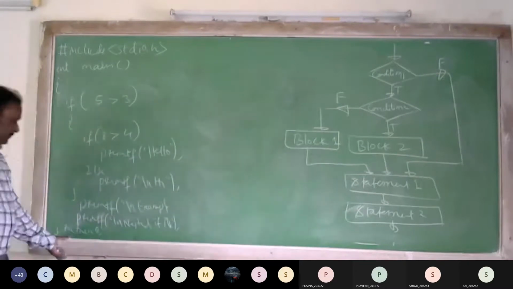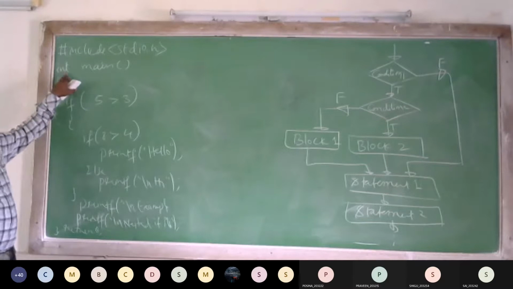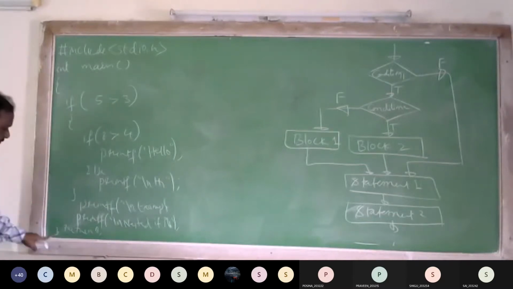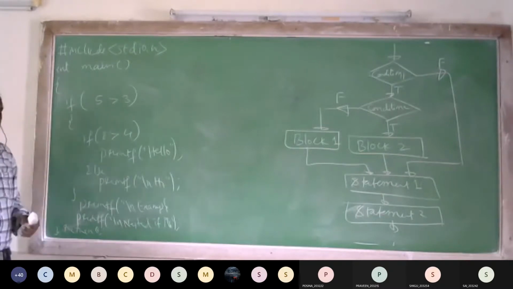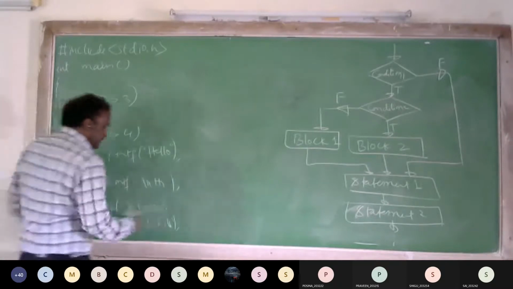Now this is a program. Every C program should contain this main function, int main, return 0, open flower brace and close flower brace. Inside this main function, we need to write the code, we need to write the statements.